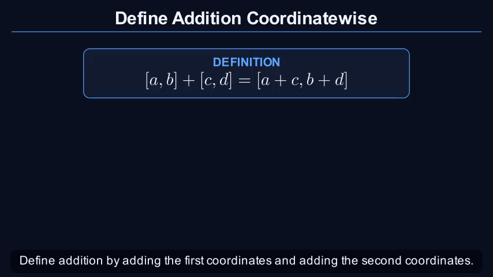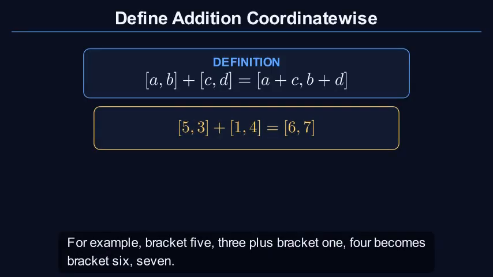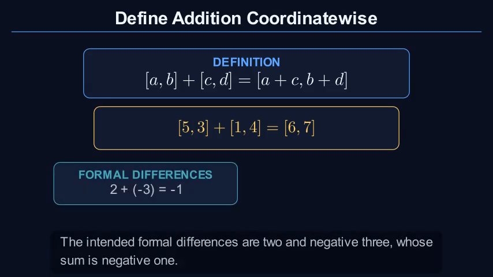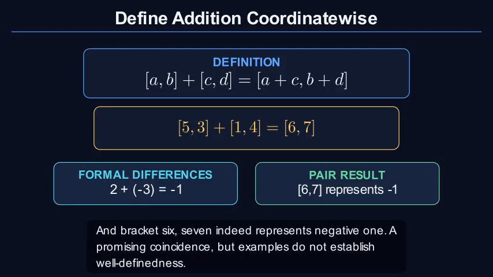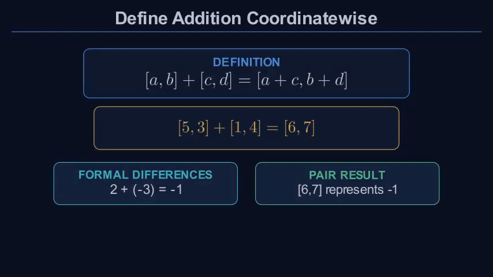Define addition by adding the first coordinates and adding the second coordinates. For example, bracket 5, 3 plus bracket 1, 4 becomes bracket 6, 7. The intended formal differences are 2 and -3, whose sum is -1. And bracket 6, 7 indeed represents -1. A promising coincidence. But examples do not establish well-definedness.